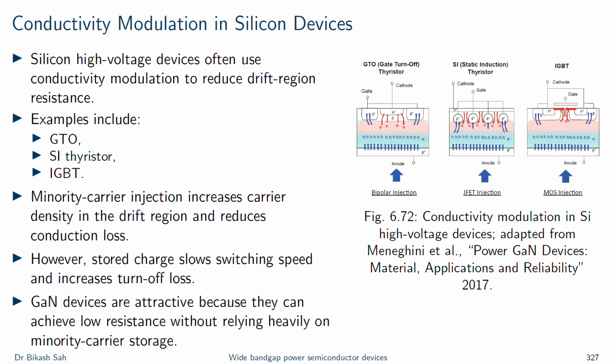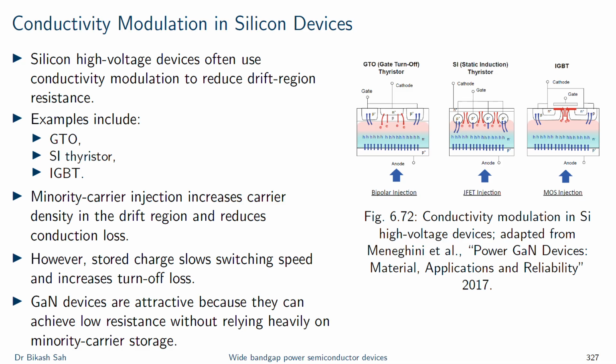But the price is the stored charge, and when stored charge comes into place, you have a lot of limitations with increasing switching frequency. During turn-off, these minority carriers must be removed as well, right? That leads to the creation of the tail current, and that's what you see in this figure for silicon devices that rely on this type of principle. GaN is attractive because its high critical field allows low resistance without relying as heavily on minority carrier charge. This means faster switching and lower turn-off losses can be expected when we use GaN.